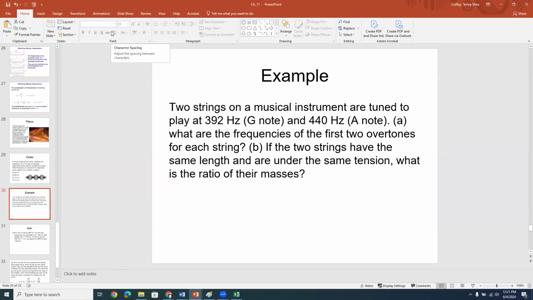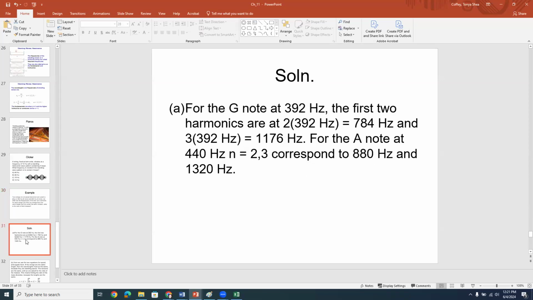Okay, so let's do an example problem here because those are worth a million words, right? Let's say that we have two strings on a musical instrument and they're tuned to play G and A. Middle G and middle A have frequencies of 392 hertz, that's G, and 440 hertz, that's A. So what are the frequencies of the first two overtones for those strings, or the second and third harmonics, to put it another way? And then question B, if the two strings have the same length and are under the same tension, maybe thinking of a guitar scenario here, for example, then what's the ratio of the masses of those strings? All right, so here we go.